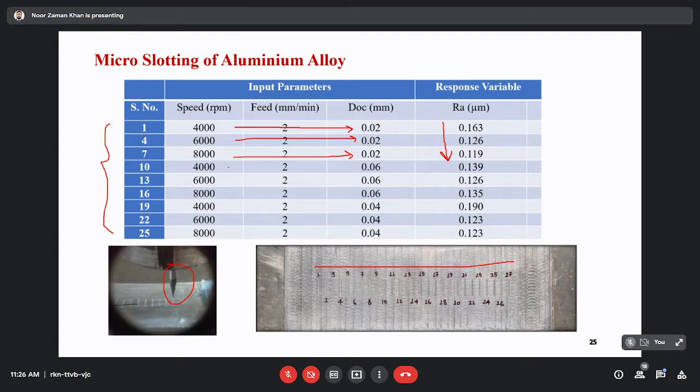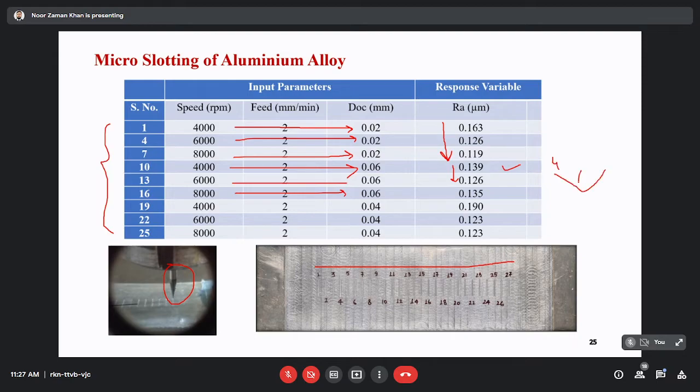Now the same, if you see the effect of speed with different values of depth of cut. In this case, the depth of cut is around 60 micrometer. So at 4000 RPM with 60 micrometer depth of cut, we have achieved 0.139 micrometer roughness. If we increase the RPM, the roughness is decreasing. But if we further increase the RPM to 8,000, the roughness starts increasing. This is the trend.